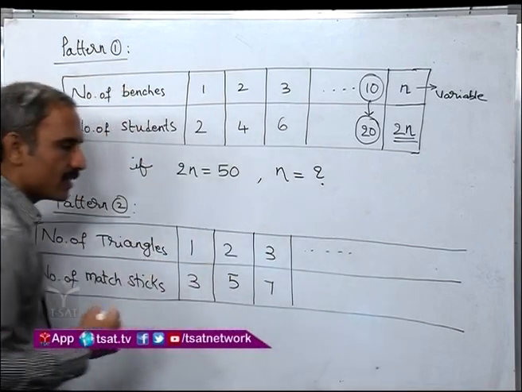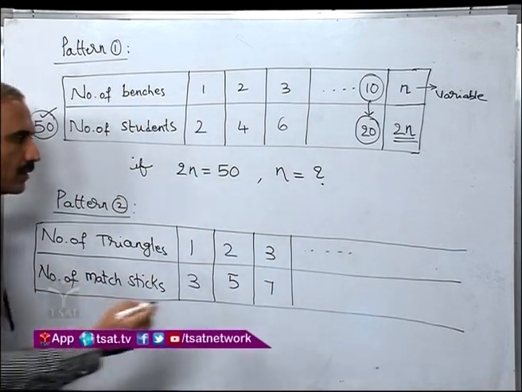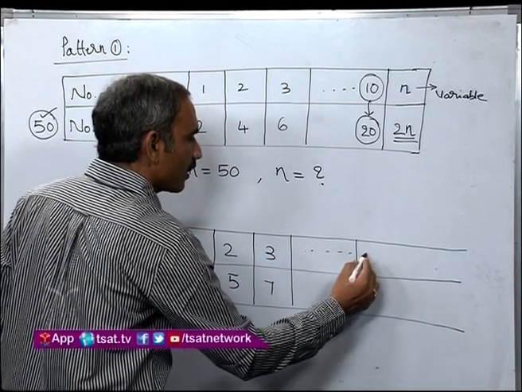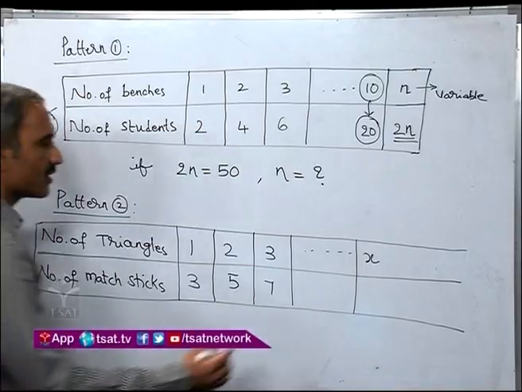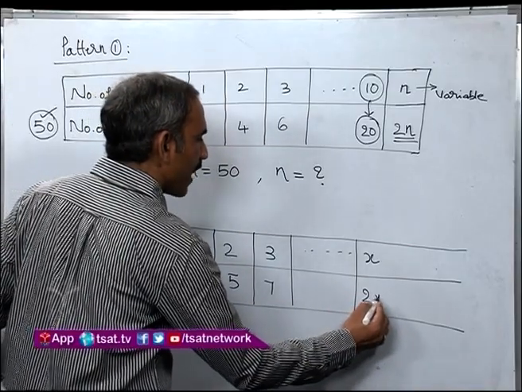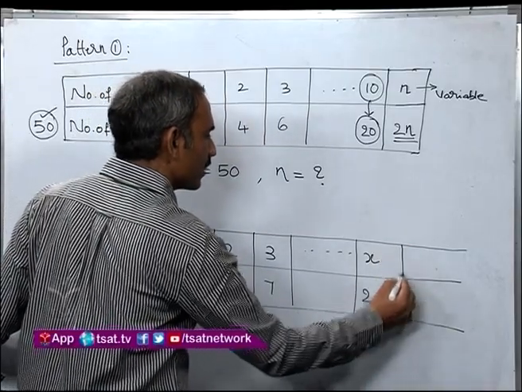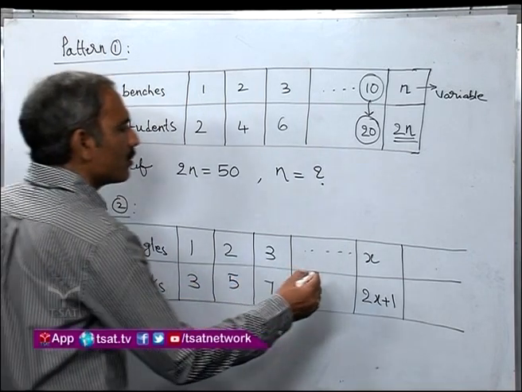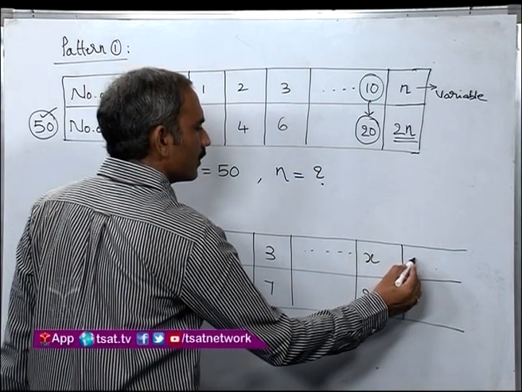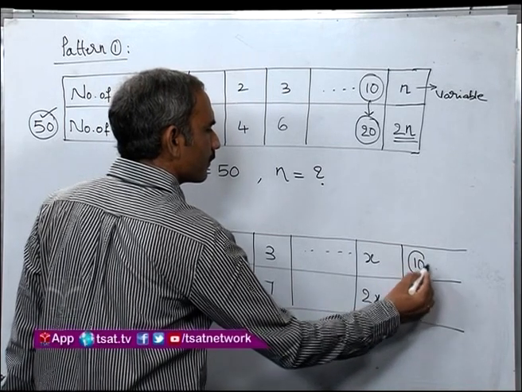Now, what will be the generalized formula? That means, if there are x triangles, which is a variable, how many matchsticks are required? By following the pattern, it is given as 2x plus 1. 2x plus 1. Okay. Now, the question is, I want to make 10 triangles.